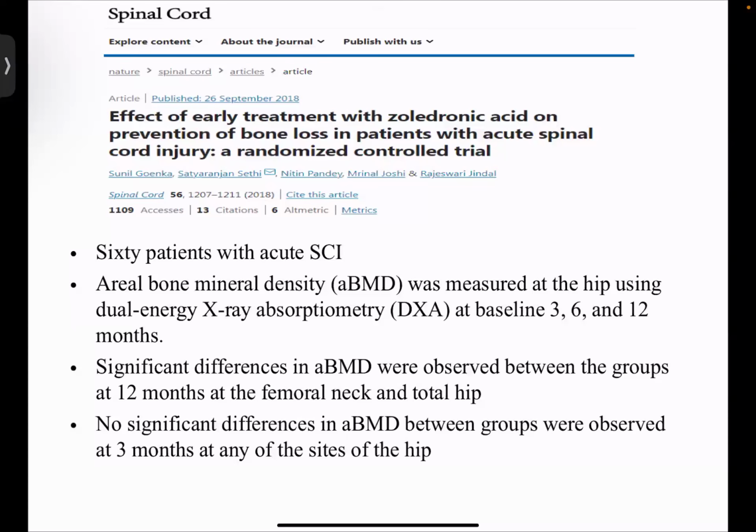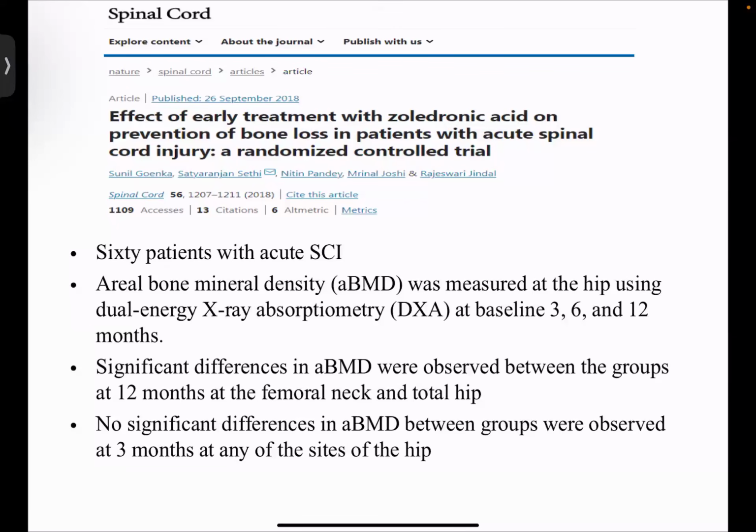This is the study on the effect of early treatment with zoledronic acid on prevention of bone loss in patients with acute spinal cord injury. This study was done at SMS Jaipur by Goenka et al. They took a large number of patients, almost 60 with acute spinal cord injury, and looked at areal bone mineral density measured with normal DEXA. They mainly did hip DEXA, at baseline, at 3 months, 6 months, and 12 months.